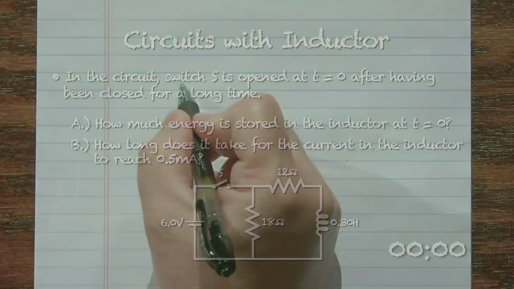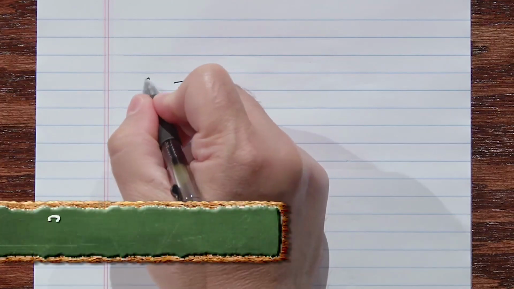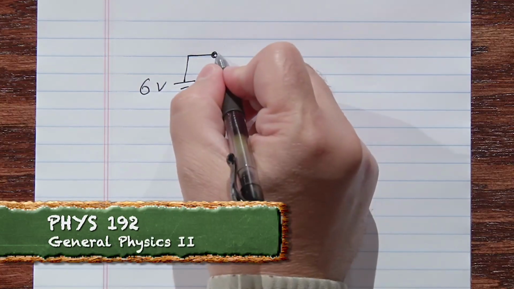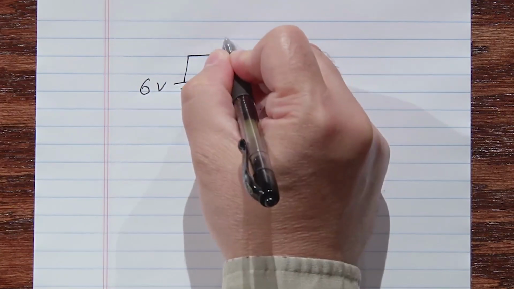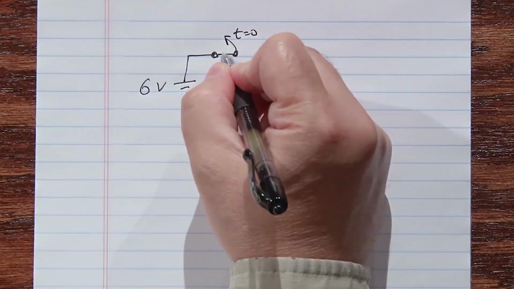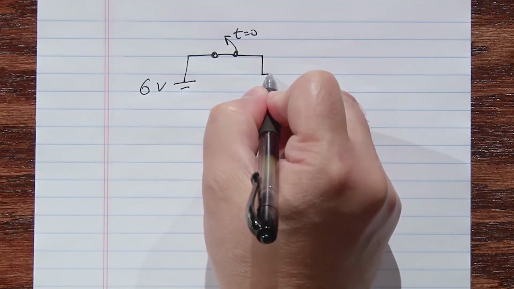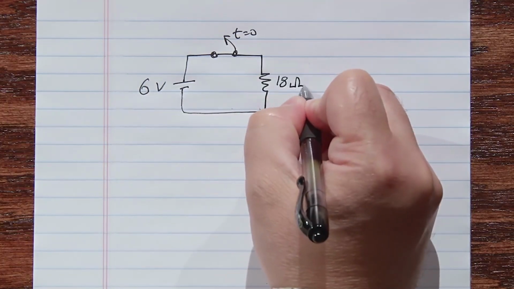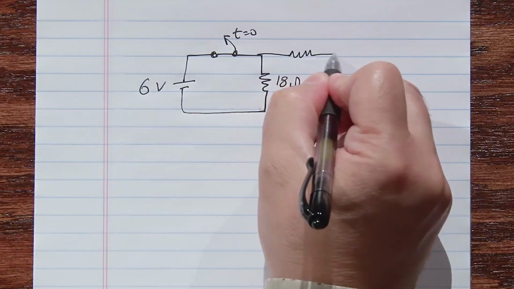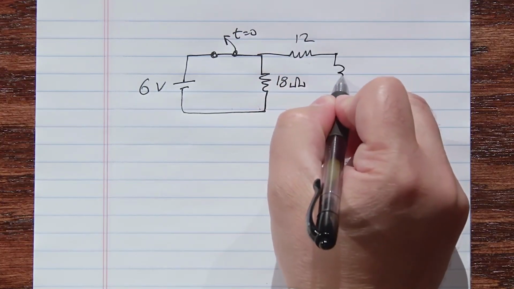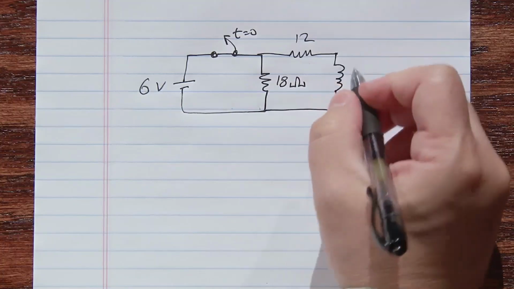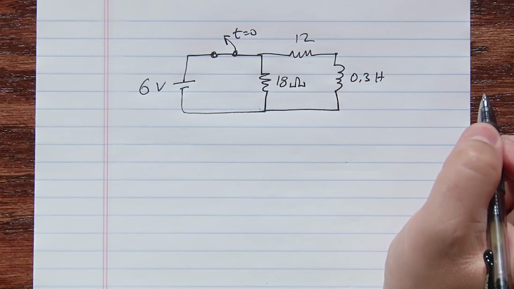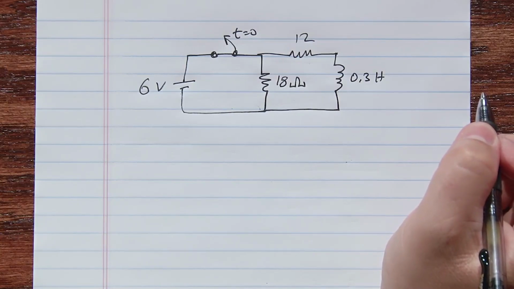Let's draw our diagram. Here we have a 6 volt battery, a switch which is initially closed, and then it's opened at t equals 0. We have an 18 ohm resistor, a 12 ohm resistor, and a 0.3 Henry inductor.